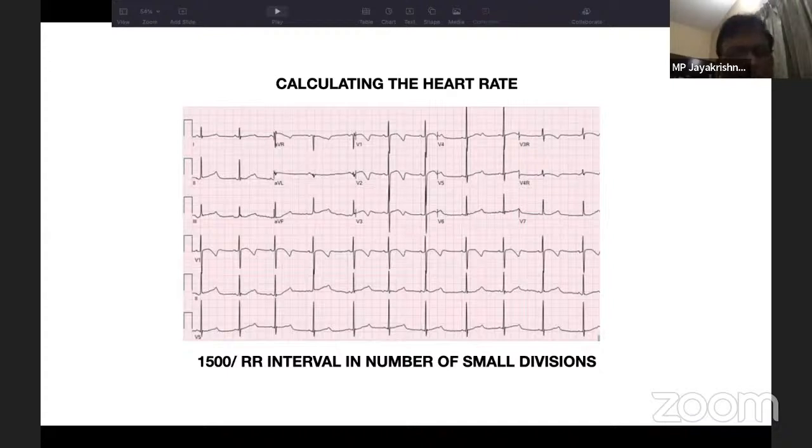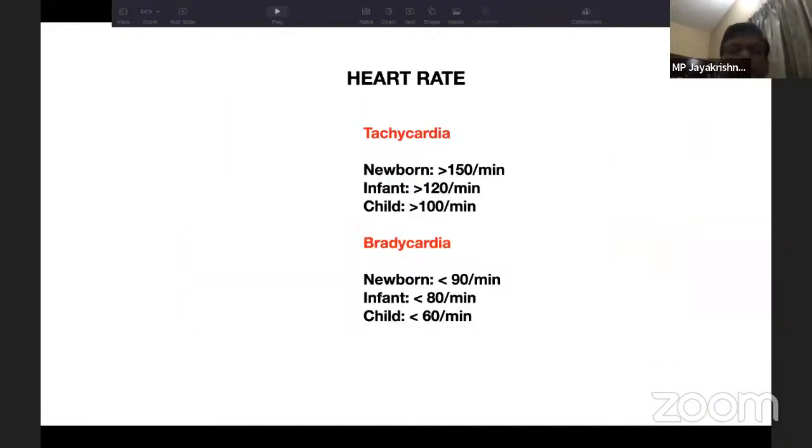Again, this is one of the most basic things, like how you calculate the heart rate. Maybe there are many formulae. You can use 1,500 divided by the RR interval in number of small divisions. That will tell you the heart rate in a minute. So when do you call the child tachycardic, a heart rate that is more than what is normally expected for the child's age and physical condition? There are many conditions where you can get a very fast heart rate, very slow heart rate and all that.